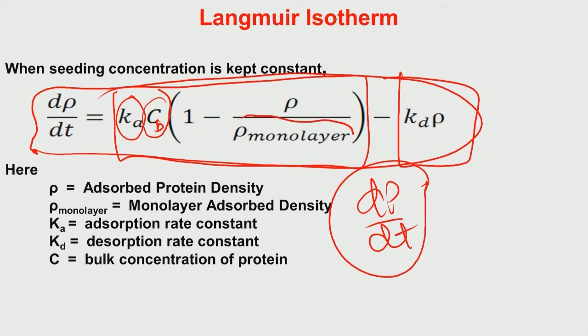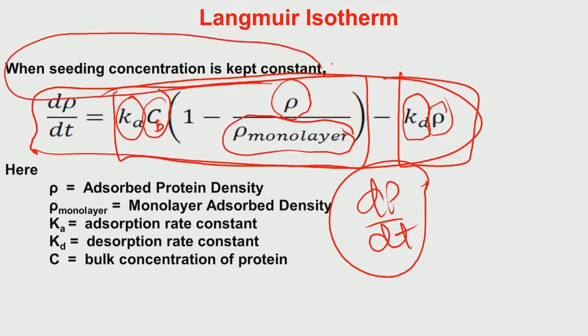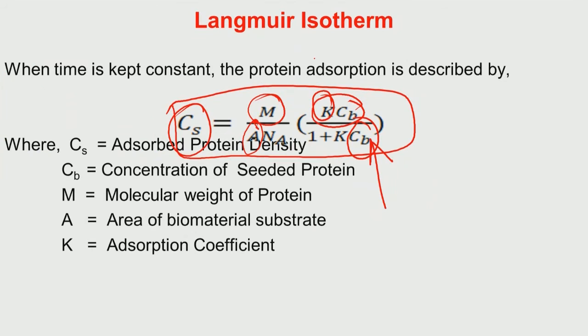Rho monolayer is the monolayer protein concentration, rho is the concentration of the protein at any time t, Kd is the protein desorption coefficient, and rho is again the adsorbed protein density. So, this expression is valid only when your initial seeding concentration of the protein is kept constant, and this expression is valid at any given time t when protein adsorption follows this Langmuir isotherm.